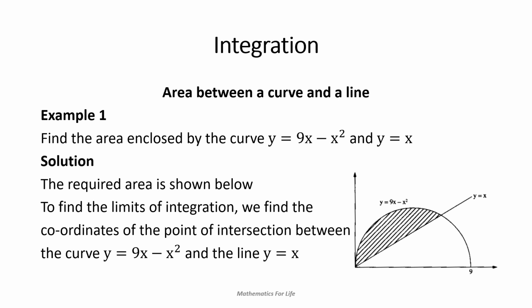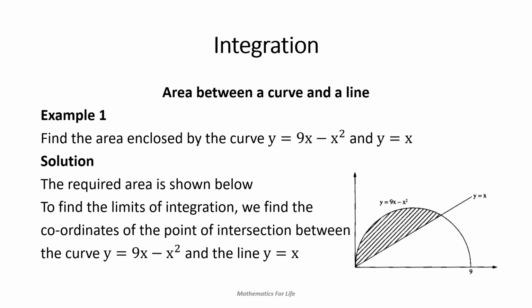Now, in this lesson, we'll be looking at the area bounded by a curve and a line and between the provided limits. Let's take a very fast example to help us understand how we're able to determine this particular area between a curve and a line for the provided limits. Find the area enclosed by the curve y equals 9x minus x squared and y equals x. The diagram on the side of the screen illustrates the region whose area we need to find, which is bounded by the curve y equals 9x minus x squared and by the line y equals x.